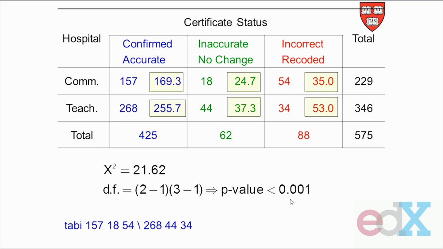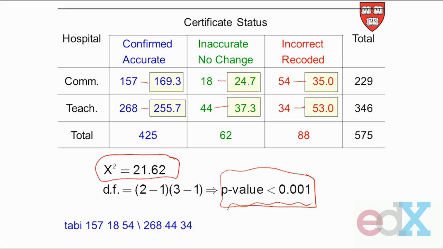And in fact, when we submit this to Stata, we get that the p-value is 0.001. That's telling us that when we compare this to that, 18 to the 24.7, 54 to the 35, 268 compared to 255.7, when we compare what we actually observed to what we expect to see if there is no relationship between the row and column classifications, the value we get is much bigger than we would expect purely by chance, and the p-value is less than 0.005. So we would reject this null hypothesis at the 0.05 level.